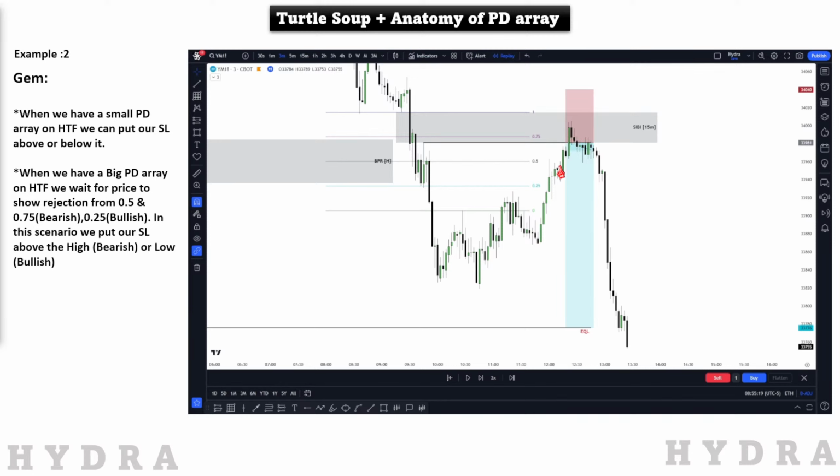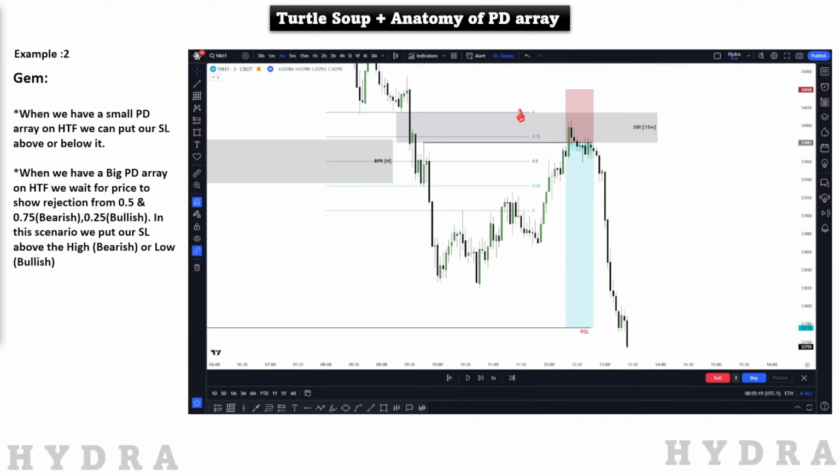How do you get the confidence that price will reject from here? Price will reject because you are looking at these levels. Price is constantly generating targets for us. This trend line, liquidity, relative equal high and low are targets for us. In this scenario, we will put our stop loss above the high, bearish.